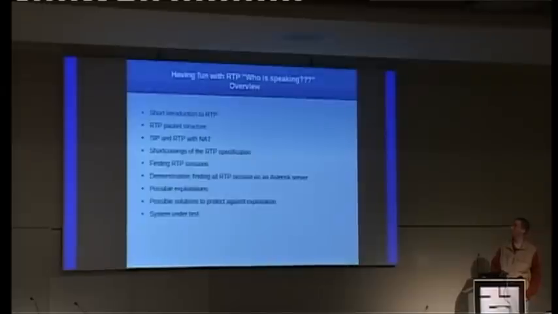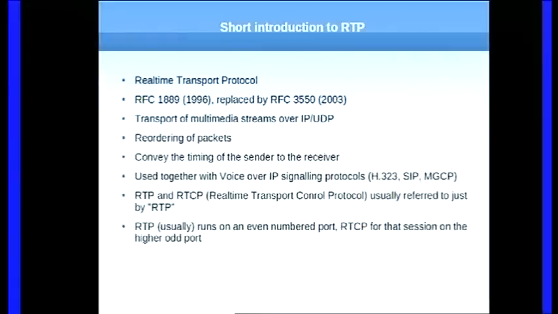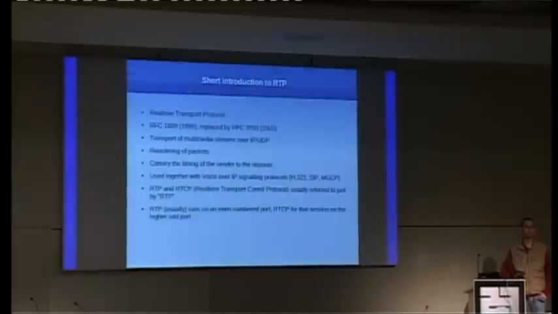We just dive into a very short introduction to RTP. It expands to the Real-Time Transport Protocol. The first version was RFC 1889, and the recent version is RFC 3550, just if you want to take a look yourself at the specification and see what's in there. Basically, it's just used to transfer multimedia streams, maybe audio or video, over an IP network, usually using UDP as a transport layer for that.